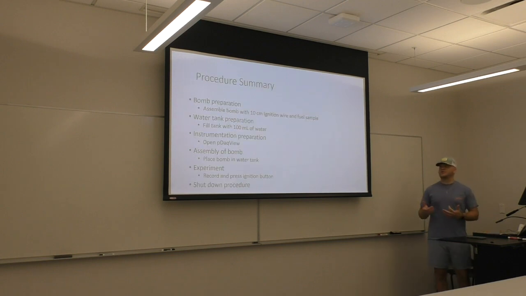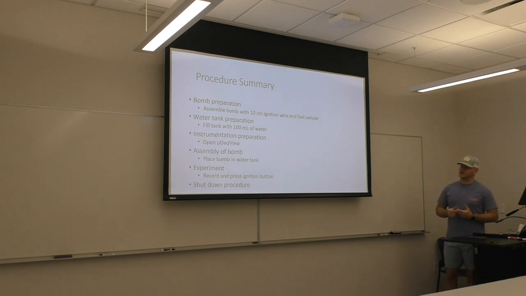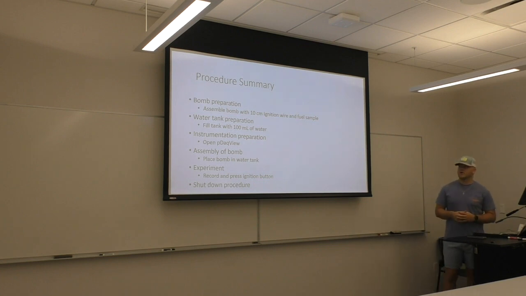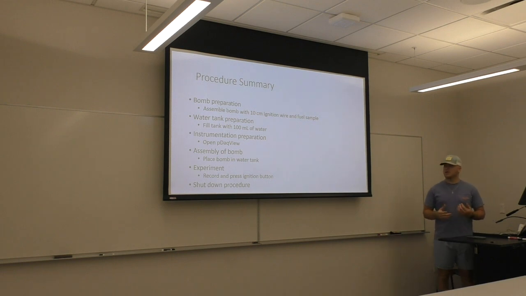So here's a little short procedure summary. So first we're going to prepare the bomb. We're going to assemble the bomb with the ignition wire and the fuel sample. Then we're going to prepare the water, fill it with 100 milliliters of water. Then we're going to open the PDAC. We're going to assemble the bomb, which is placing it in the water tank. And then we're going to record this experiment and press the ignition button on the PDAC. And you've got to wait for the temperatures to get high enough. And then we're going to shut everything down, take the water out, and clean up the mess.